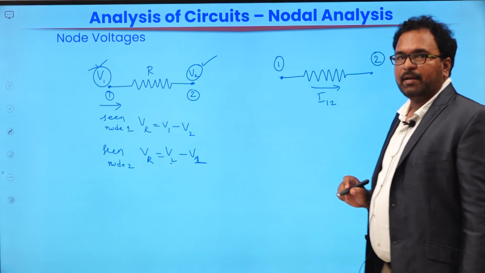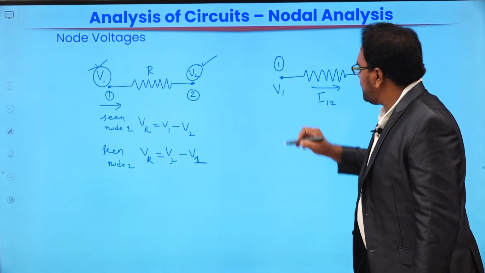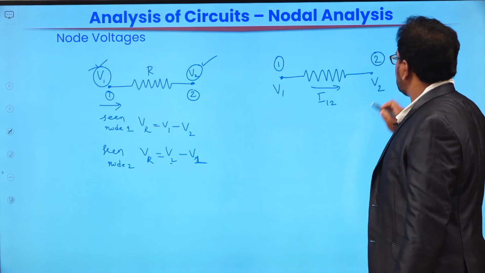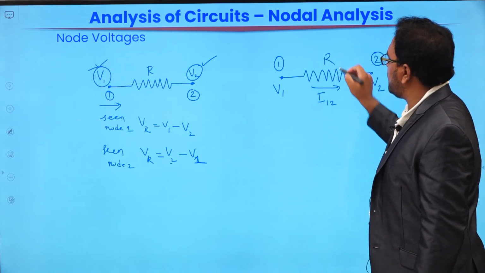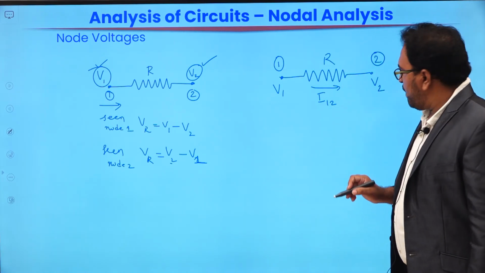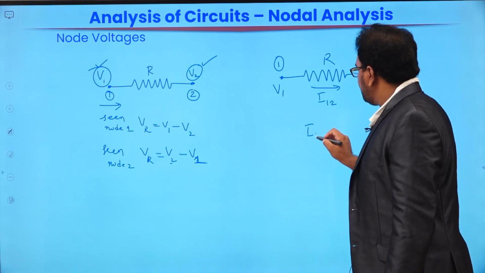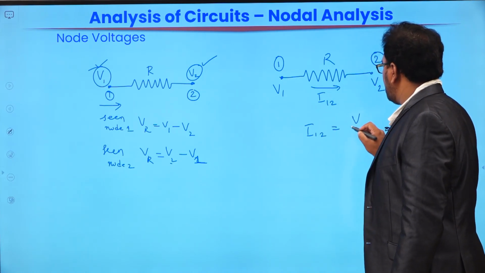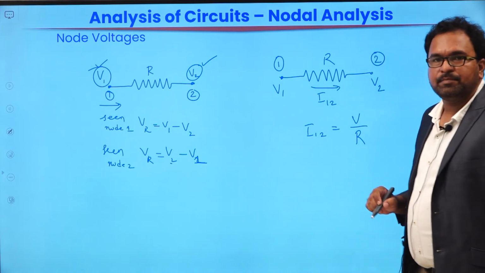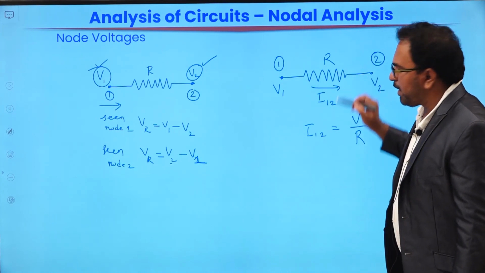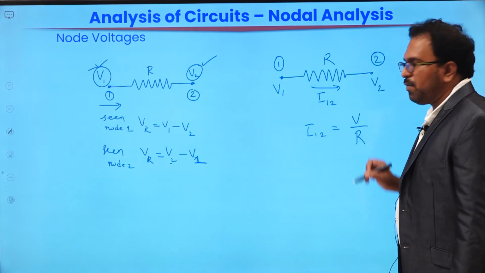I12, how will you calculate? If the voltage at node 1 is V1, the voltage at node 2 is V2, and the resistance value is R, how will you calculate the current I12? From Ohm's law, I12 is nothing but V by R. V is the voltage across the resistor. What is the voltage across the resistor?